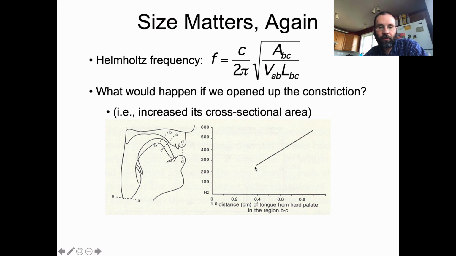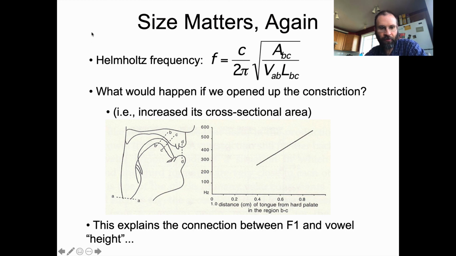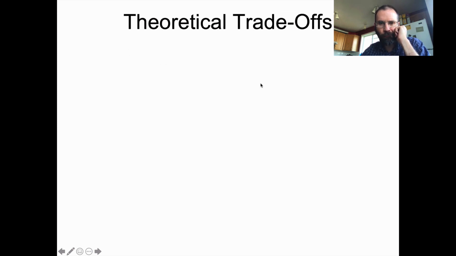We'd start off with a low first formant frequency, which is characteristic of high vowels. And then as we open it up, our F1 goes up as well, and we're getting into low vowel territory in our typical vowel space chart, right? So that explains why there's a connection between F1 and what we normally think of as vowel height, or how open the vocal tract is when you're producing a vowel. Okay, so that's about all I'm going to say about the two-tube model for now.